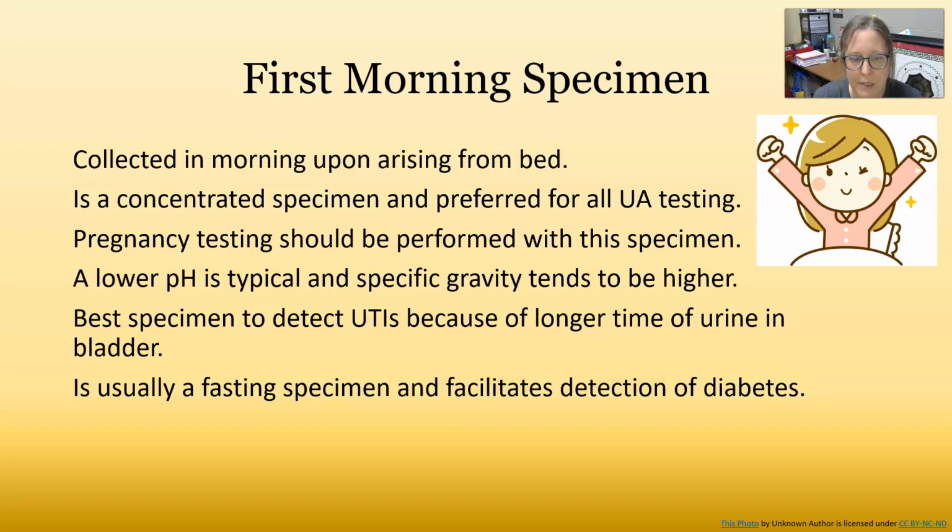The best specimen to detect UTIs is a first morning specimen because of that longer time of the urine in the bladder, and the bacteria then can accumulate more and it'll be easier to detect. It is usually a fasting specimen, and so that can also facilitate the detection of diabetes.